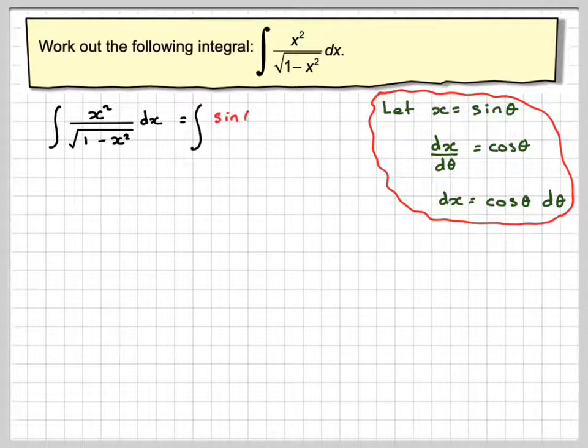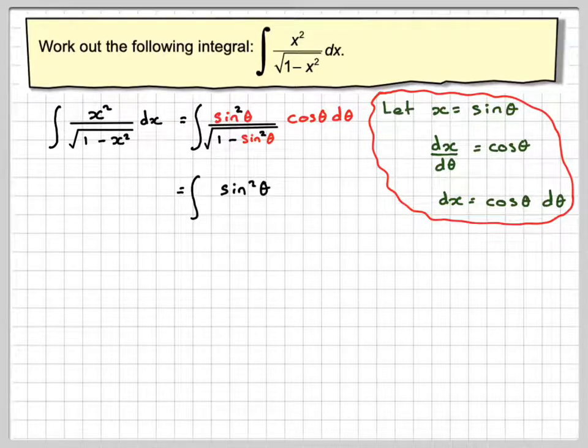So applying that to this, we're going to have x squared, so it's going to be sine squared theta over the square root of 1 minus sine squared theta, and then we're going to have cos theta d theta for dx. Okay, carrying on, we've got sine squared theta.